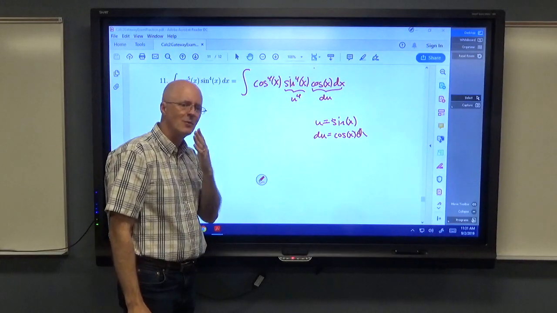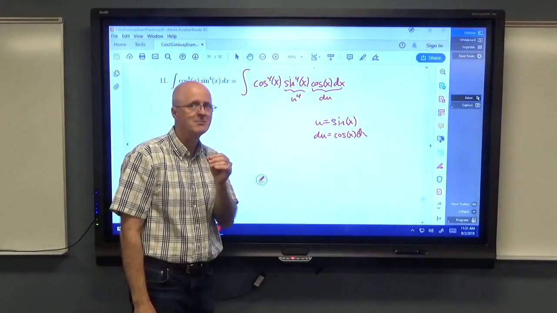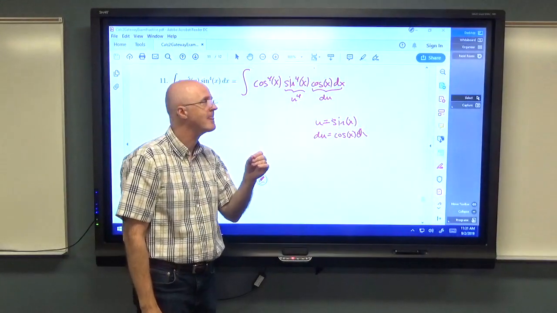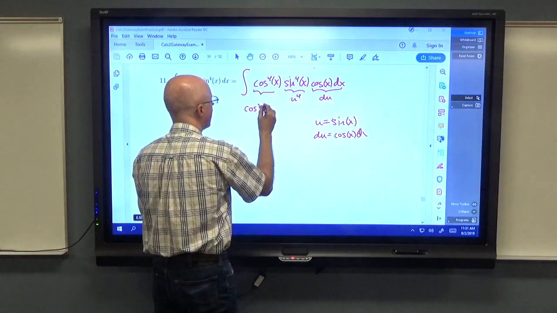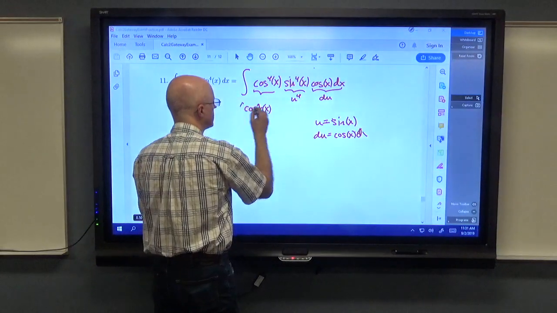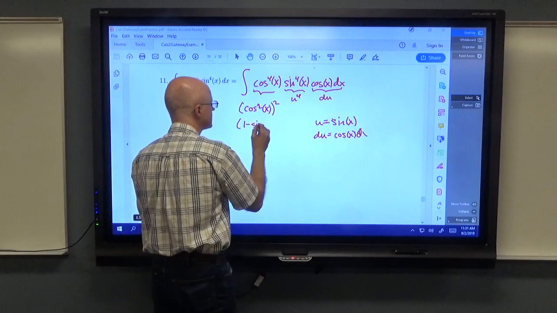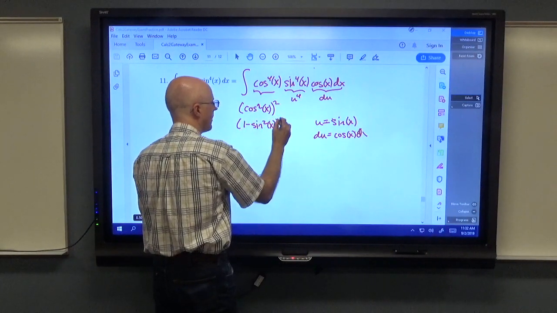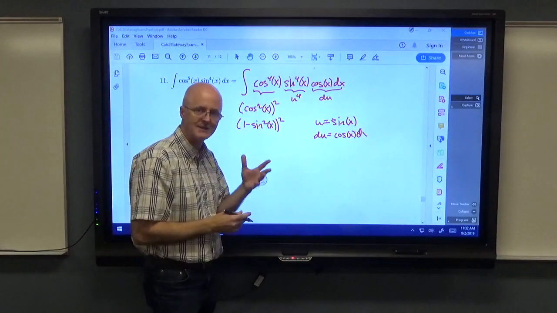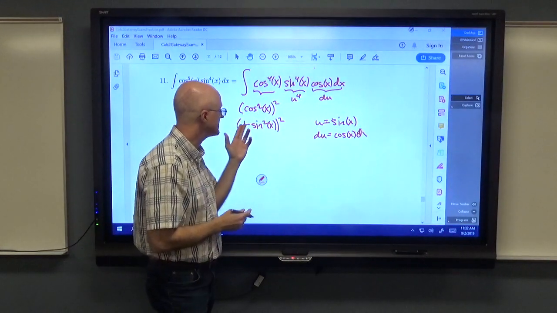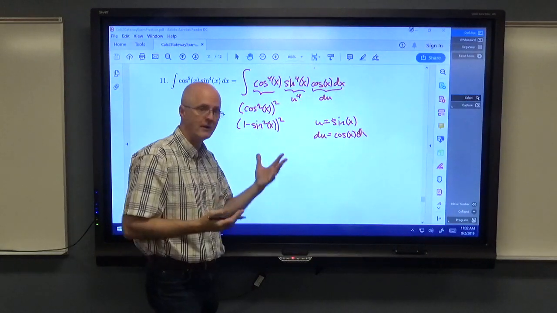You need what should be everybody's favorite trigonometric identity, the most commonly used, cosine squared of x plus sine squared of x equals 1. This thing right here is the same as cos squared x quantity squared, and that is the same as 1 minus sine squared x quantity squared. Since cos squared x plus sine squared x equals 1, that means cos squared x equals 1 minus sine squared x. And now this is 1 minus u squared quantity squared.